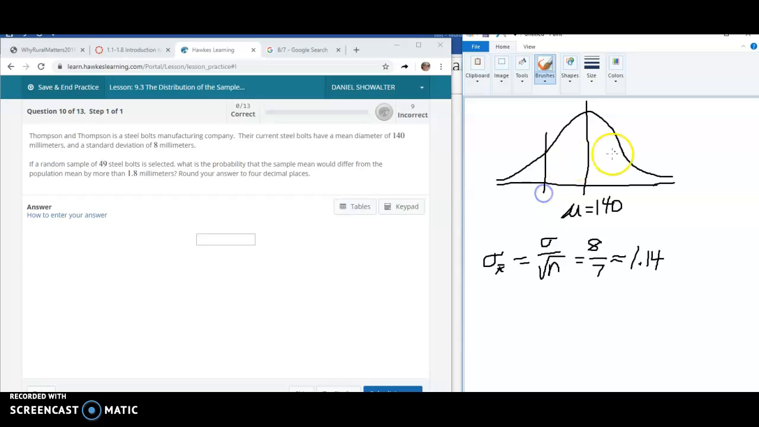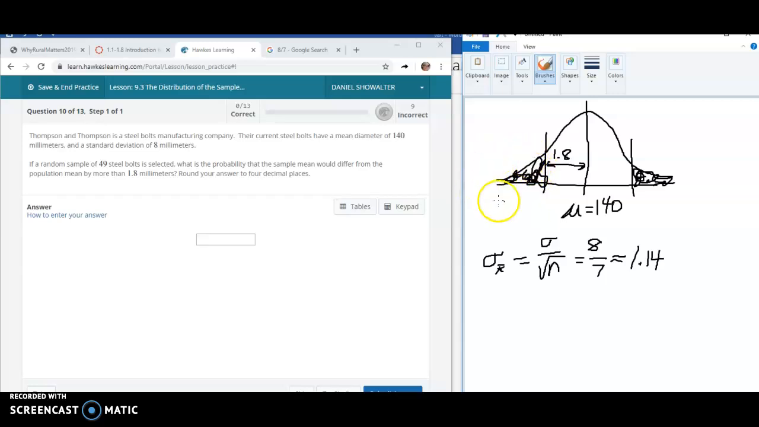So if I draw this in here and we say that this distance is 1.8 millimeters, we want all the sample means right here, what portion of the sample means are there or are over here. Now you can't really tell in my kind of ugly drawing here, but one thing we do know is this is symmetric. So we know that this portion right here is equal to this portion. So if we could find either one of them, we could just double it to get our answer. Our answer is what portion of the distribution here is in the shaded regions.